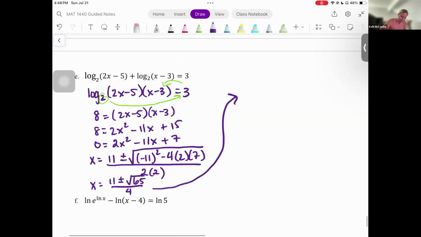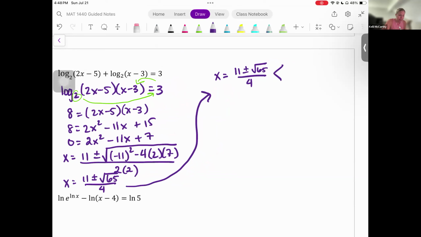I'm going to use some decimal approximations here. That's going to make checking much easier. My positive solution, 11 plus the square root of 65 divided by 4, is about 4.77. 11 minus the square root of 65 divided by 4 is about 0.73.